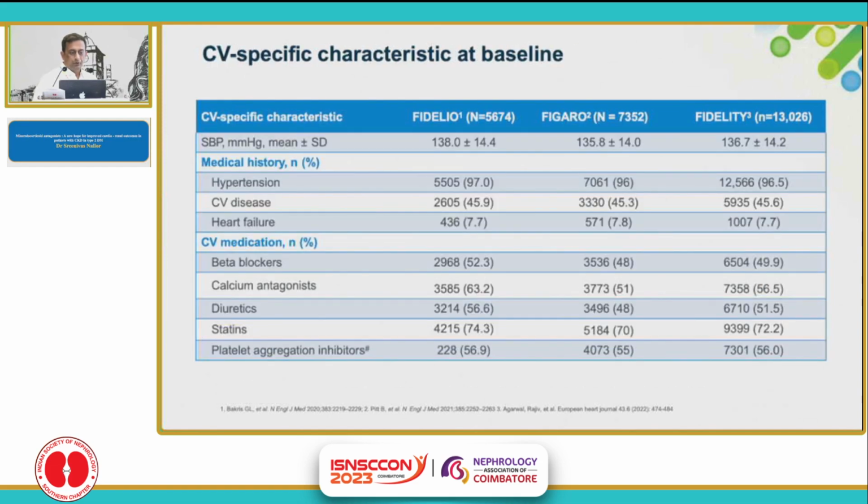And coming to cardiovascular specific characteristics at baseline, again, a point to note is the systolic blood pressure. Both the study arms had well-controlled blood pressure. In Fidelio, the blood pressure was 138, and in Figaro, the blood pressure was 135.8, which is very well controlled blood pressure. So patients included in these studies had very good glycemic control, had very good blood pressure control.